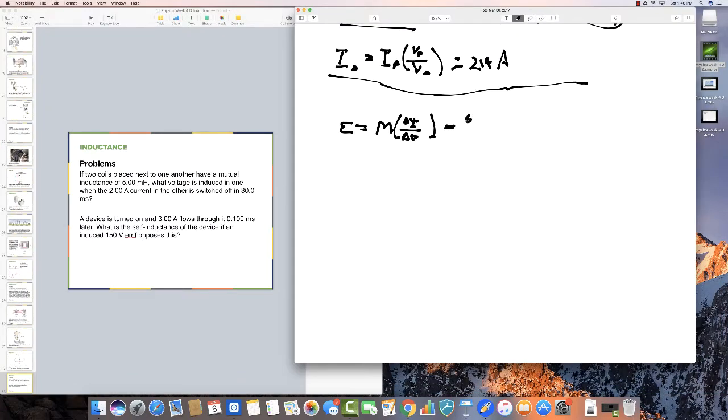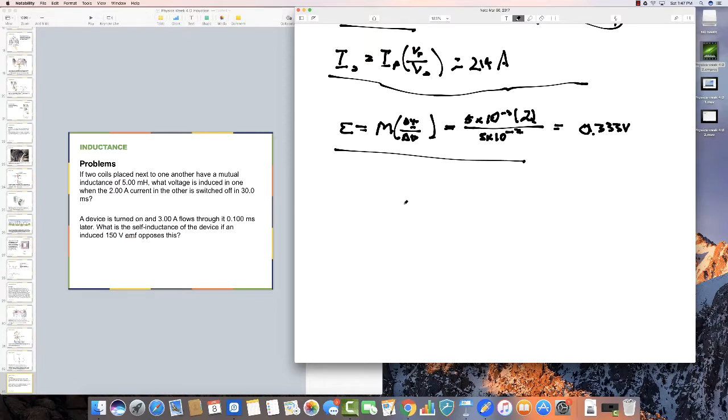Let's try that again. 5 times 10 to the minus 3 henries times delta I, which is 2 amps, over delta T, which is 3 times 10 to the minus 2 seconds. And if you do the calculation here, you get 1/3 of a volt, or 0.333 volts.